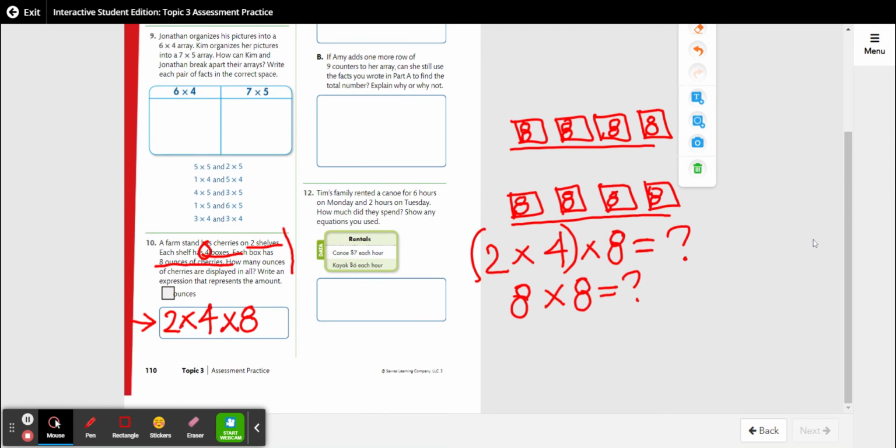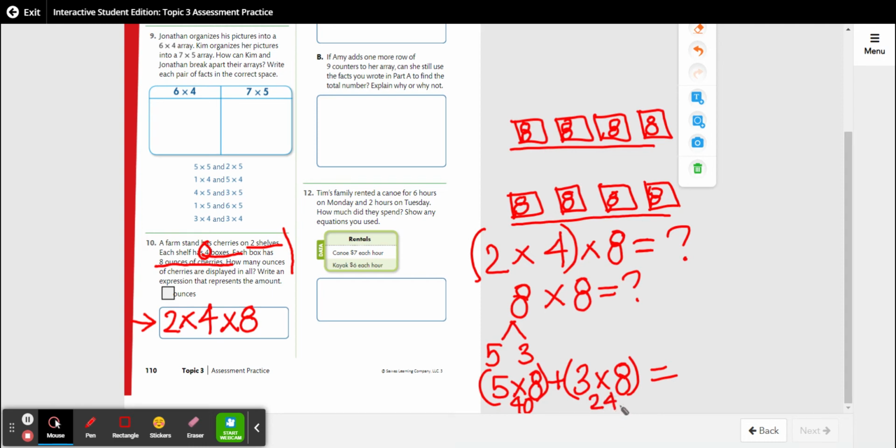But if you don't know your 8's facts, you can use the distributive property to help you. So let's take one of these 8's and turn it into a 5 and a 3. So now we have 5 times 8 plus 3 times 8. And that's much more manageable because our 5's facts are easy. 5 times 8 equals, well, you could skip count if you don't know the answer. 5, 10, 15, 20, 25, 30, 35, 40. 40. And 3 times 8 equals 24.